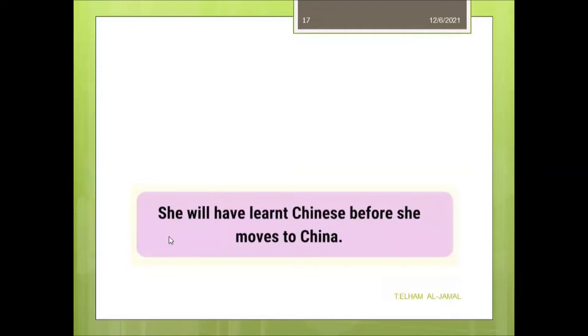Another example: she will have learned Chinese before she moves to China. Here we used before as indicator, and the second thing to pay attention to is the verb here is present simple. It is very important to understand this. So here we have present simple, and here we have the future perfect, will have learned. What does the sentence mean?